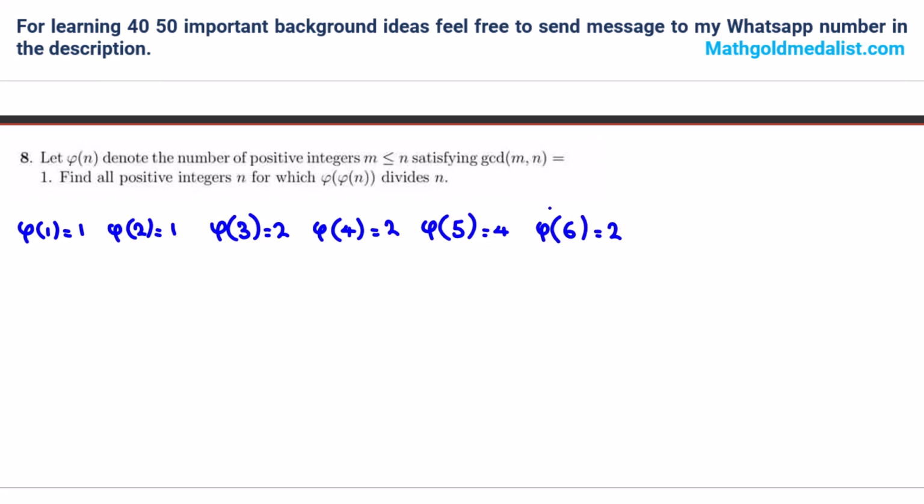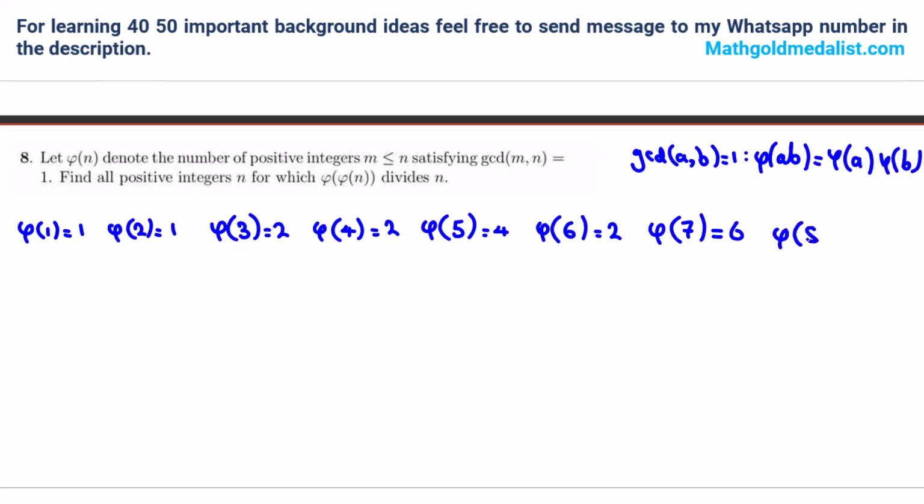And let me tell you something. When M and N are relatively prime, if GCD of M and N is 1, or if GCD of A and B is 1, we can say phi of AB is equal to phi of A times phi of B. We can easily prove this by the formula I told you, by prime factorizing. Phi of 7 is 6. So phi of 6 is phi of 2 times phi of 3, which is 2 times 1. Phi of 8 is 4.